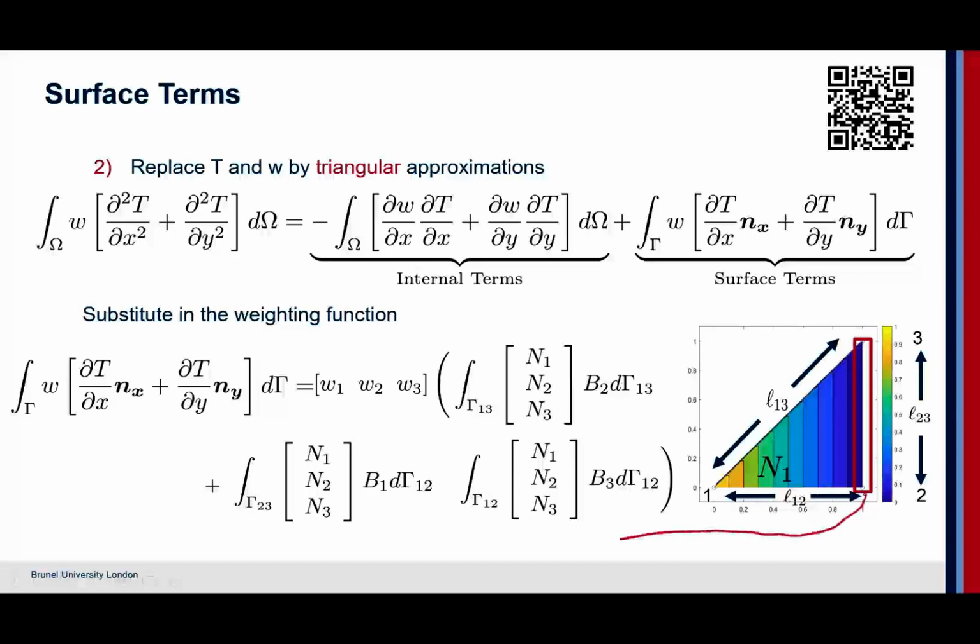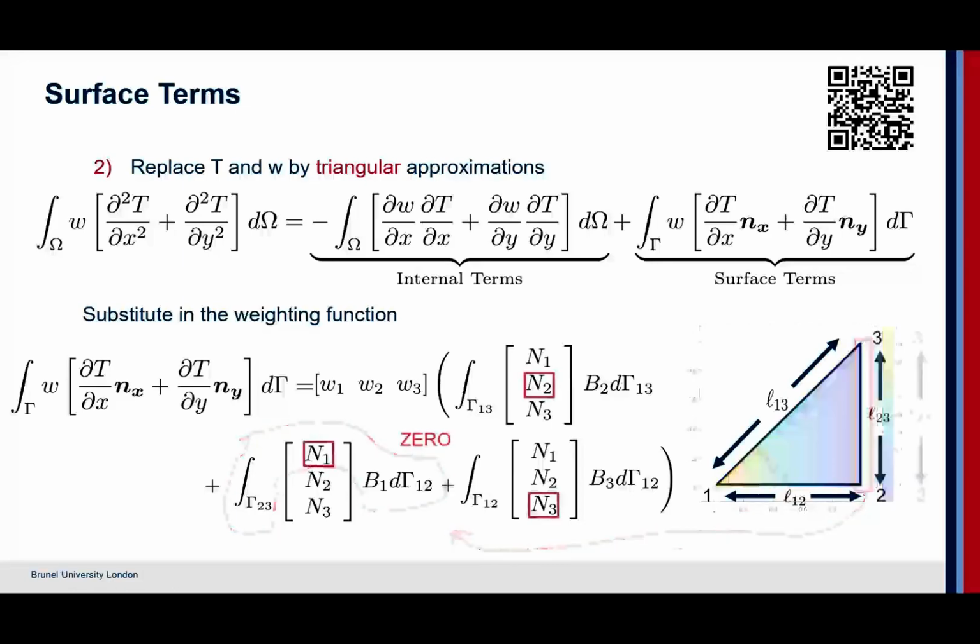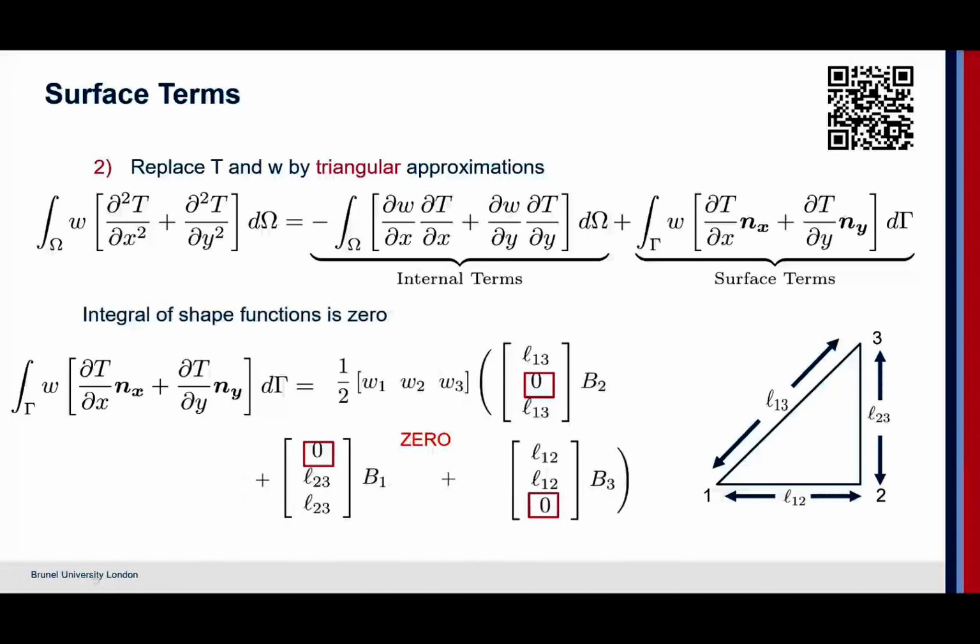So we have the integral of this expression, and the n1 term will be 0 for the 2,3 integral. So for this surface, the n1 term is 0. For the 1,3 surface, the n2 term is 0. And for the 1,2 surface, the n3 term is 0. It's just a statement about these shape functions that are by definition only 1 at the nodes and then 0 as you move away from them, becoming 0 at the opposite side.